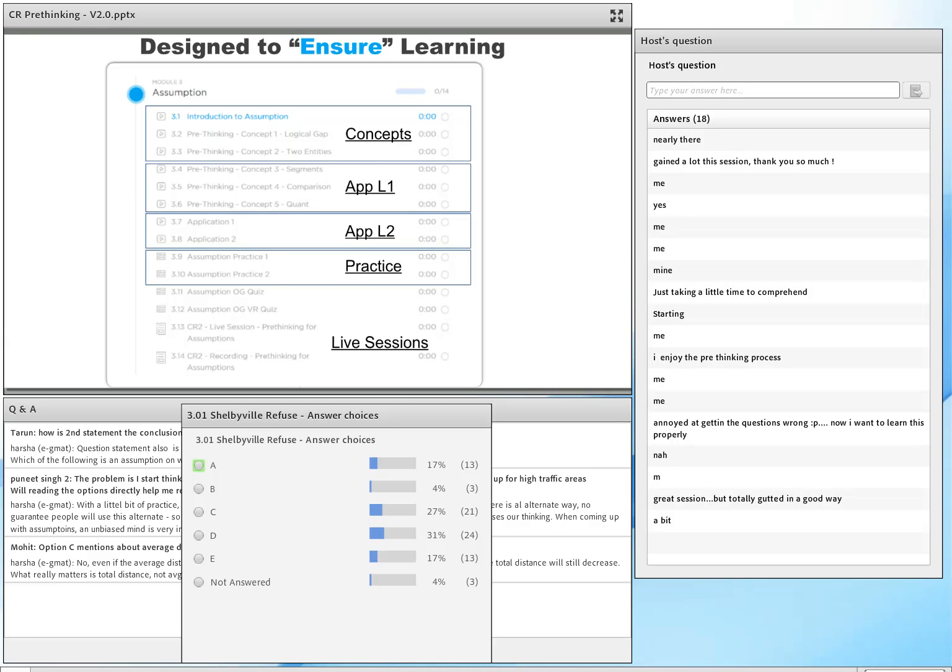So the highway miles was an example of a quant focused argument that we did. You do this, you learn pre-thinking for every possible argument structure that the test will throw at you. Then you learn how to apply this in another set of application files.